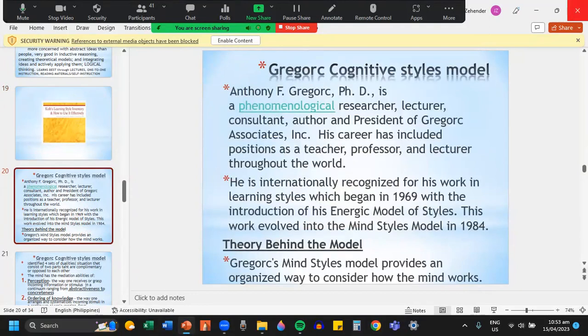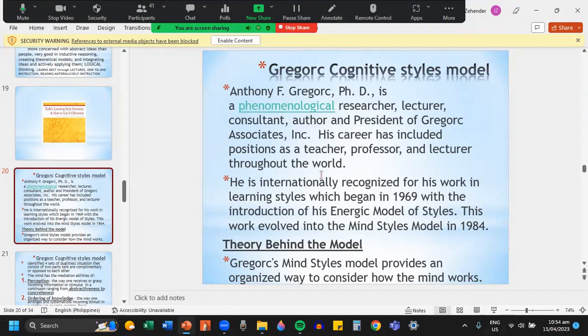Gregor's Cognitive Style Model. So ito siya, Anthony F. Gregor is a phenomenal researcher, lecturer, consultant, and author, and president of Gregor Associates. So ang line of work niya, he went through being a teacher, professor, and lecturer around the world. Okay, so he is internationally recognized for his work in learning styles, which began in 1969 with introduction of his energetic model of styles. Okay, so this work evolved into the mind styles model in 1984. So the theory behind the model, okay, so itong si Gregor, he provided an organized way to consider how the mind works.